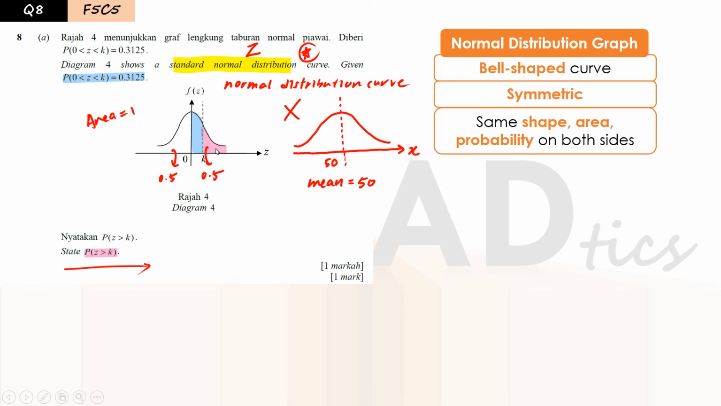Just now we mentioned that this curve is bell-shaped, meaning it is symmetric, so the left side and right side will have the same shape, same area, same probability. And we found out that the probability of the right side here is 0.5. In the question, they also gave us the probability of this blue area, which is this value. So if we want to find the pink area's probability, we can just use the probability of the entire right side minus the probability of the blue area here.